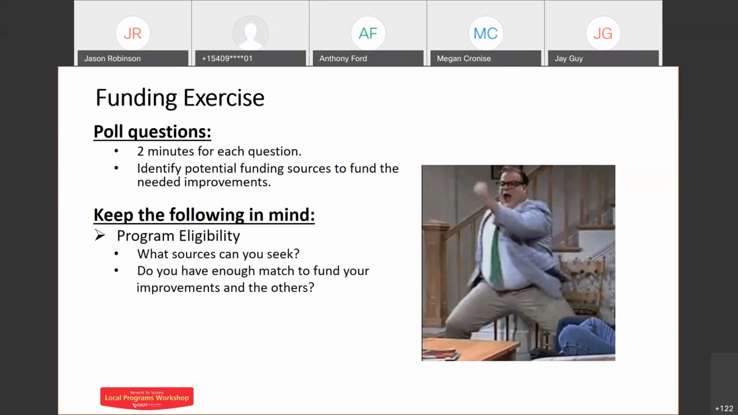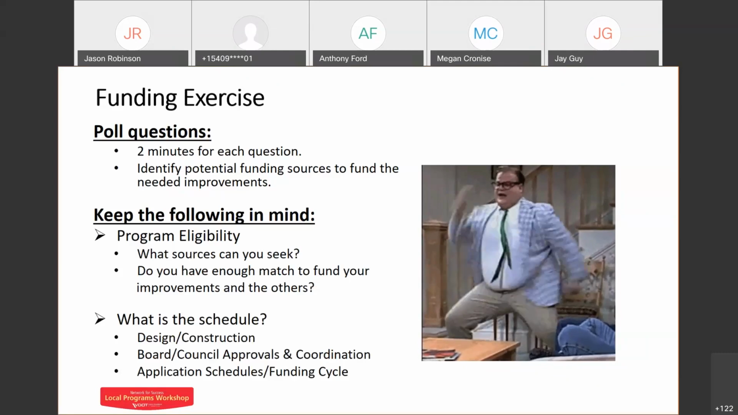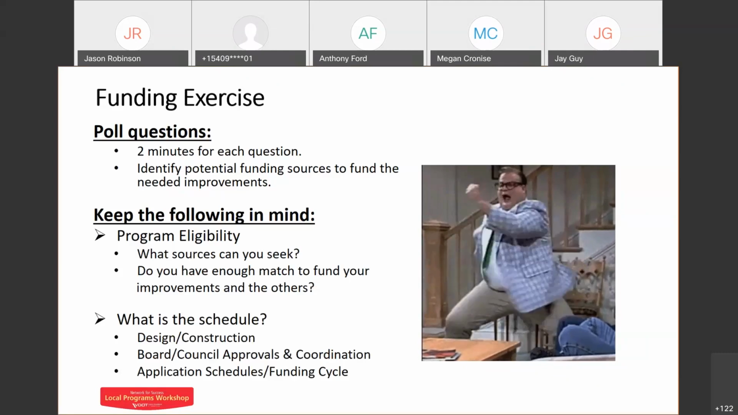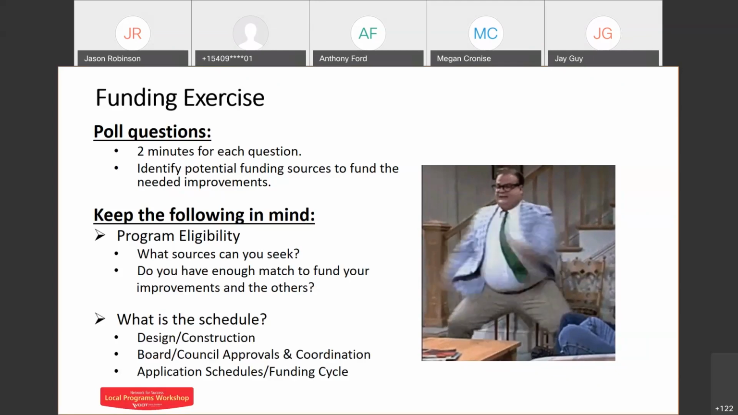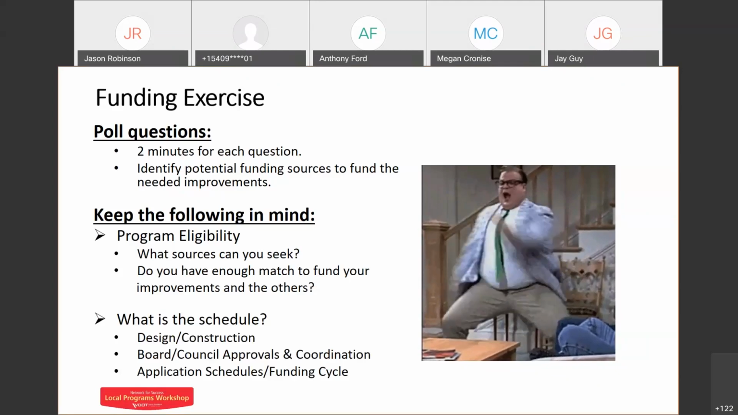So for this question, what would you go after? If you decide to come back later, think about it in the grand scheme of things. Also applicable to that would be what your design construction schedules are. Your board and council approvals would have to be fit in there, as Megan pointed out. There's many steps along the way for localities before you actually apply.